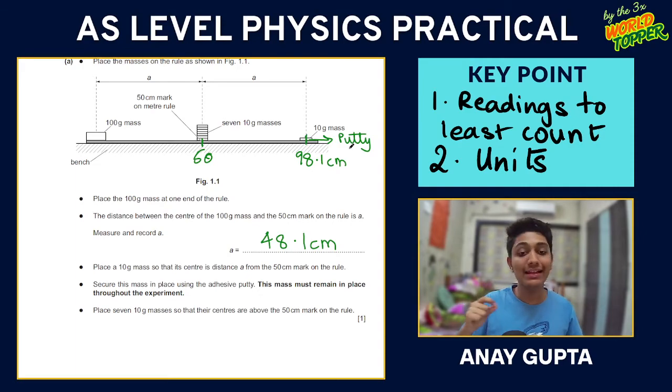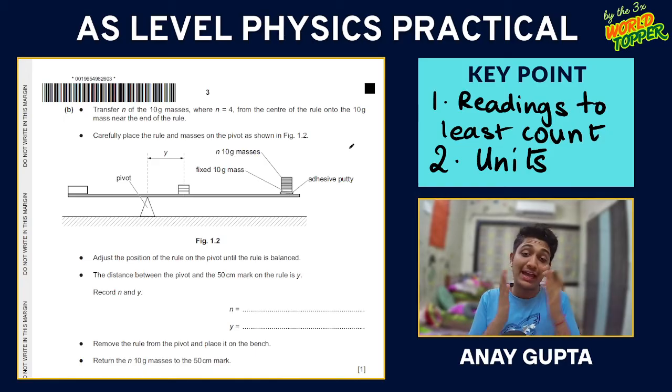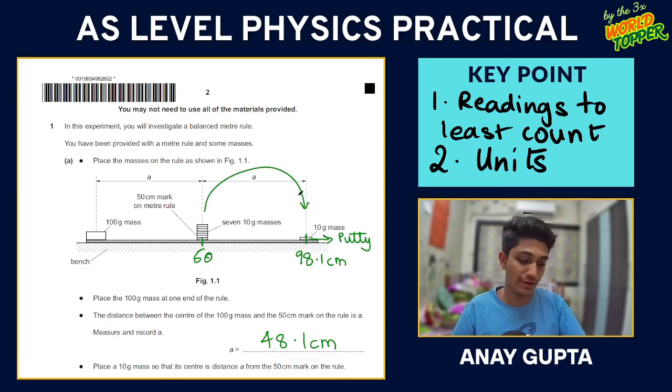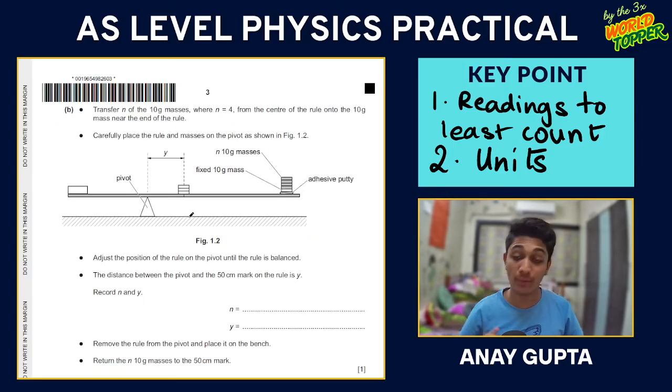Place 7 10-gram masses so that their centers are above the 50 centimeter mark on the rule. So I just stacked 7 10-gram masses as we can see in the diagram. Let's move forward. Transfer n of the 10-gram masses, where n equals 4, from the center of the rule onto the 10-gram mass near the end of the rule. So we had 7 10-gram masses over here. We just transfer 4 masses from the center onto the right hand side over here, as we can see in figure 1.2.